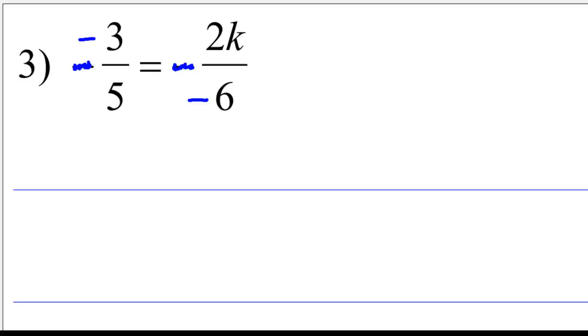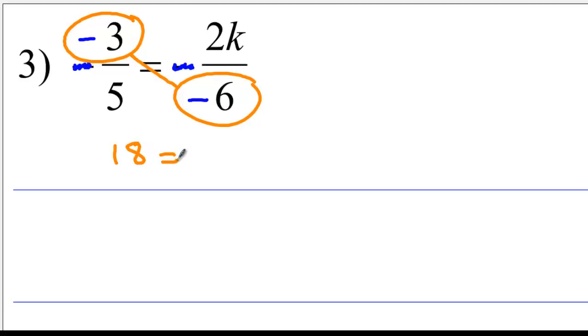First of all, we're going to take this numerator and multiply by the denominator of the other one. So that's 3 times negative 6, a positive 18, equals. Then you take the denominator of this one and multiply by the numerator of the other one. So that's 5 times 2 is 10.